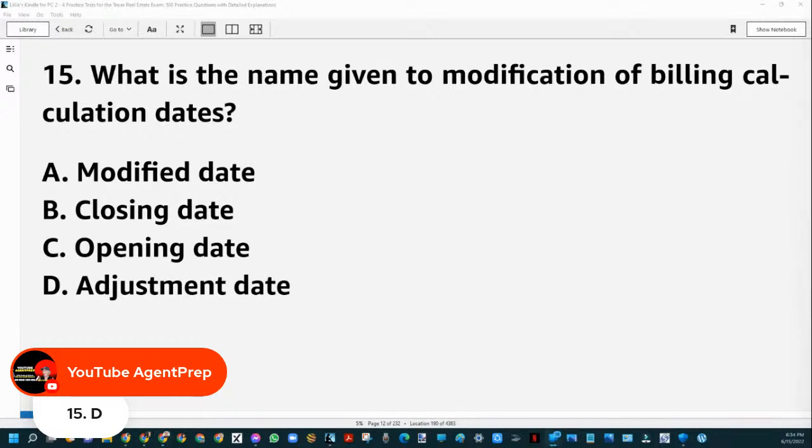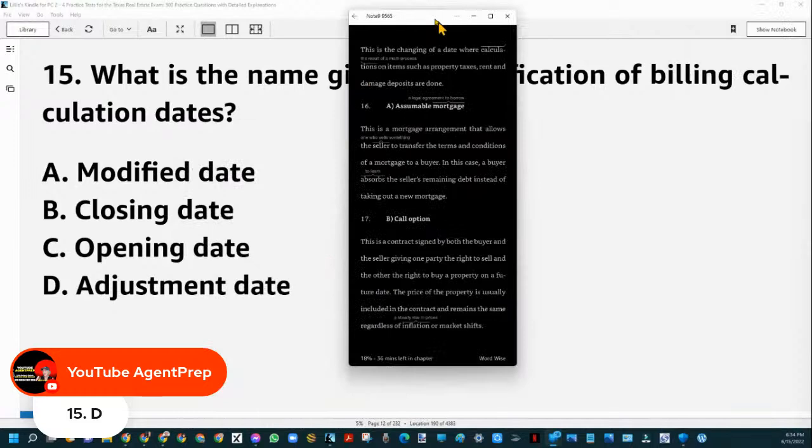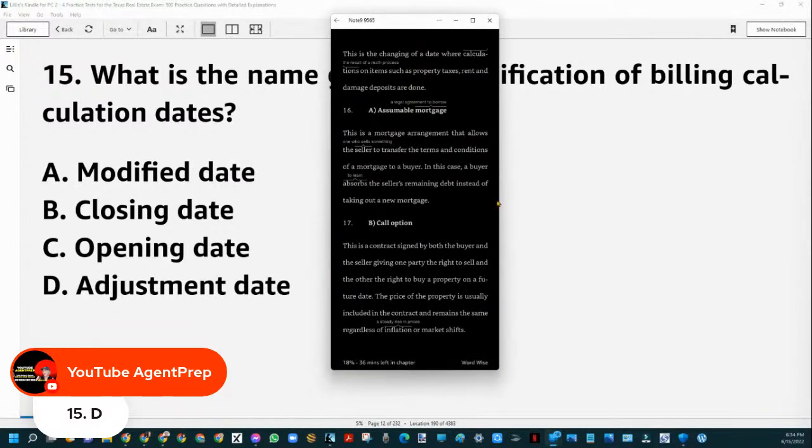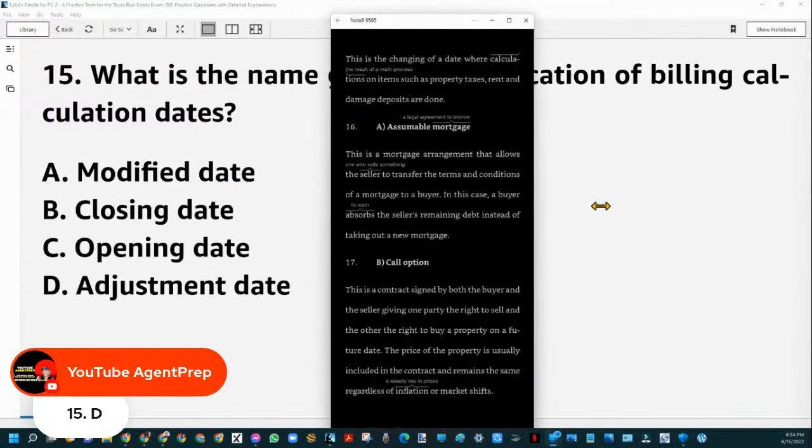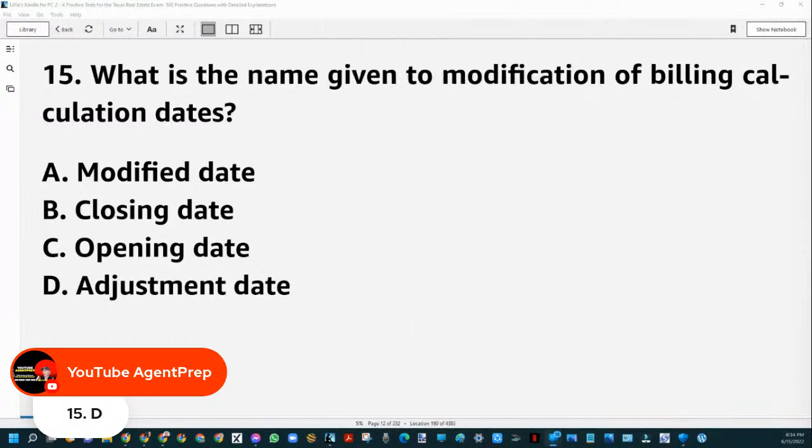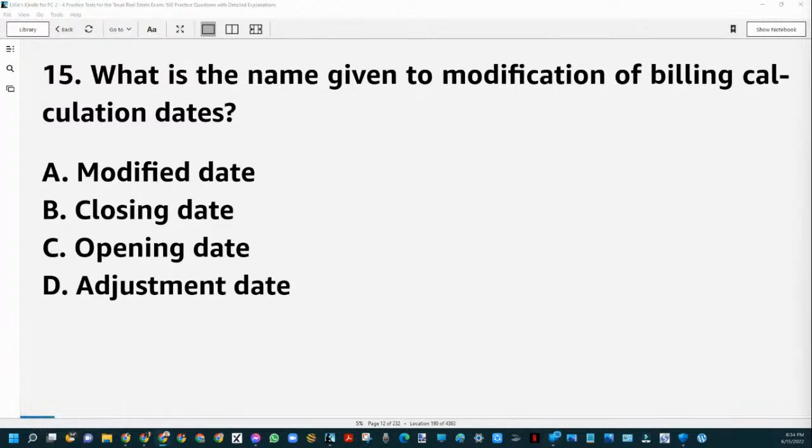So the answer says, sorry, that's not it. It's adjustment date. This is the changing of a date where calculation of items such as property taxes, rent, and damaged properties are done. And that's also where property taxes are prorated at closing.